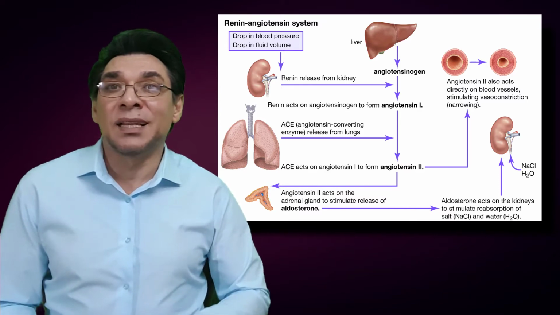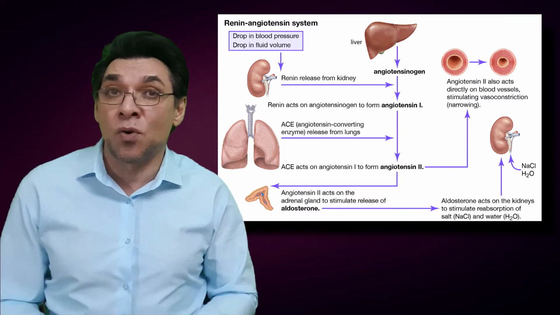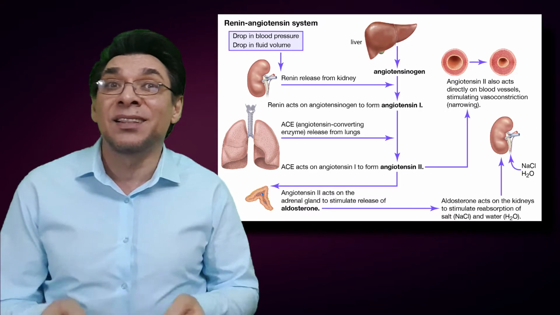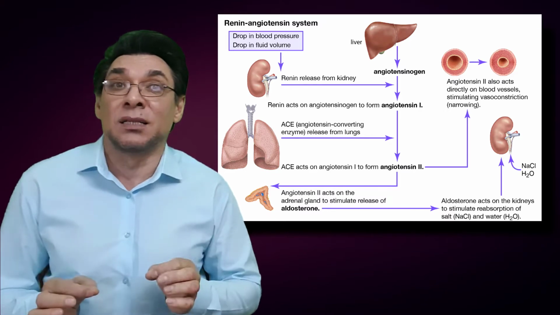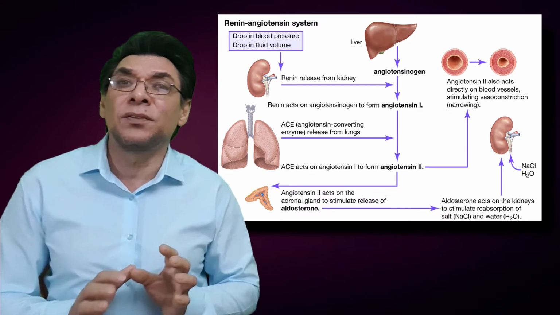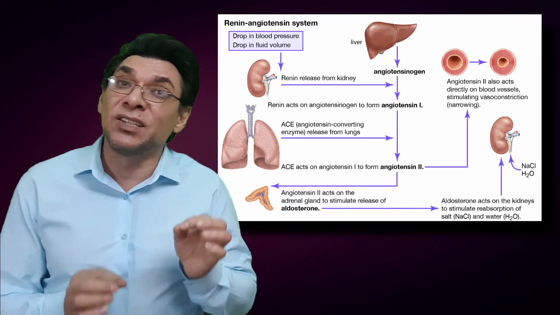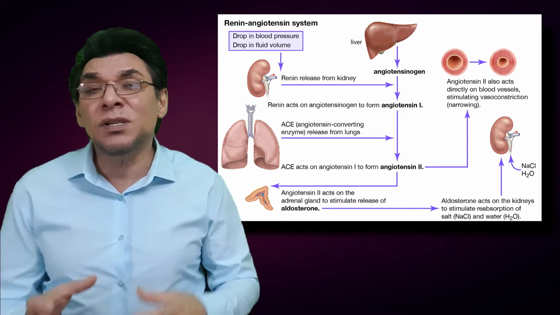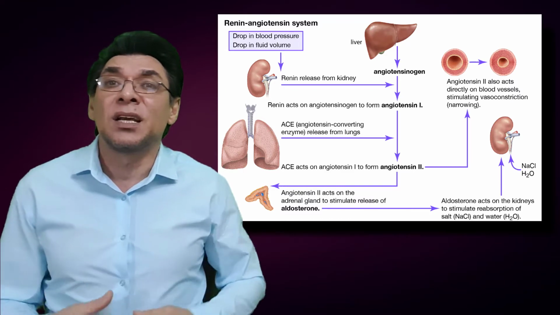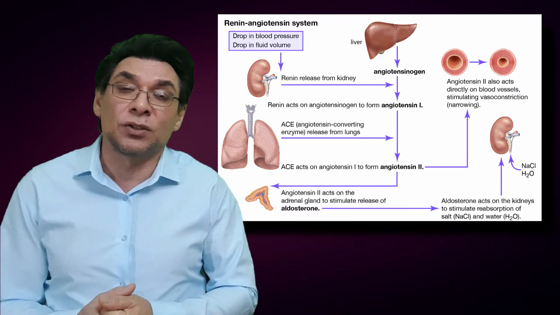Both the renin-angiotensin-aldosterone mechanism and the ANH mechanism are more sensitive to changes in blood pressure, whereas the ADH mechanism is more sensitive to changes in blood concentration.